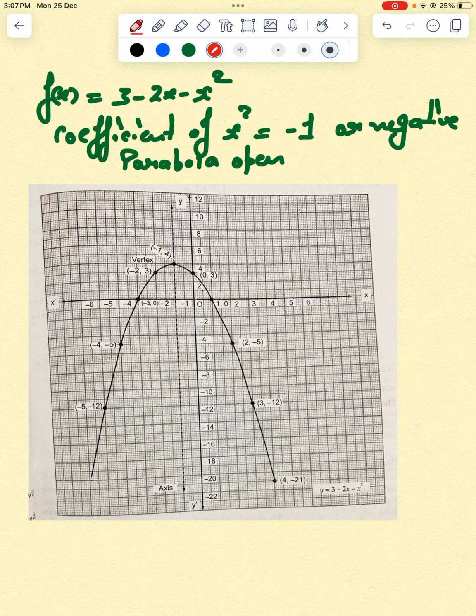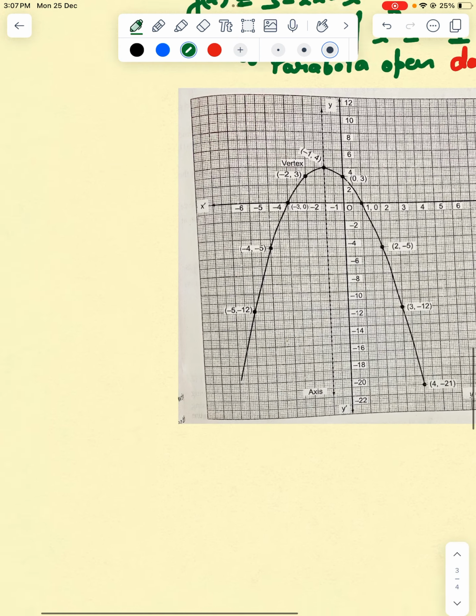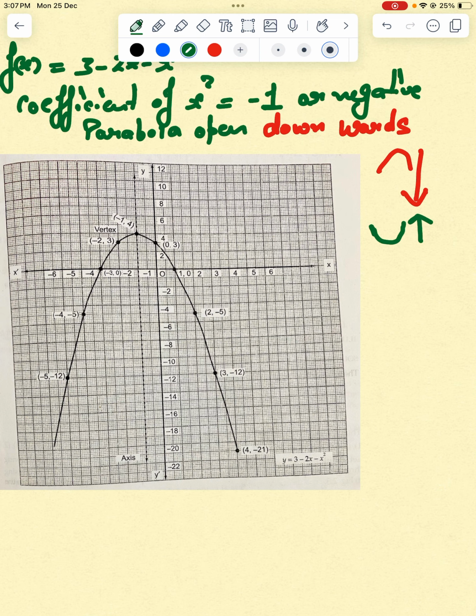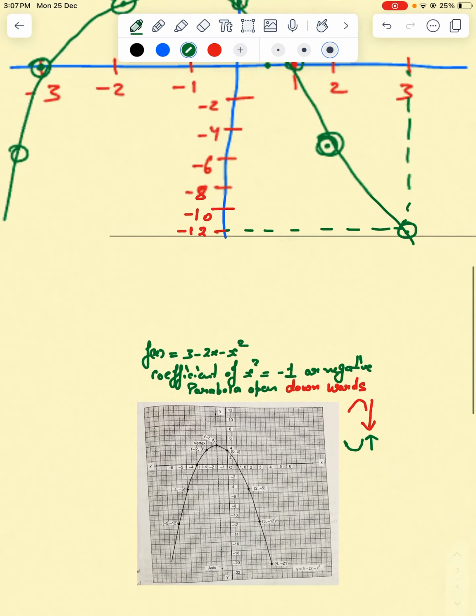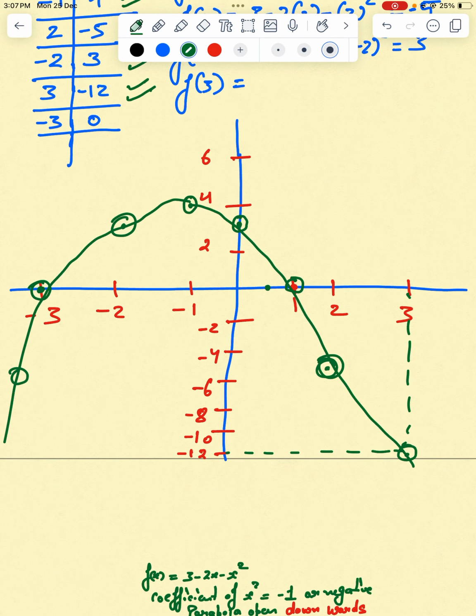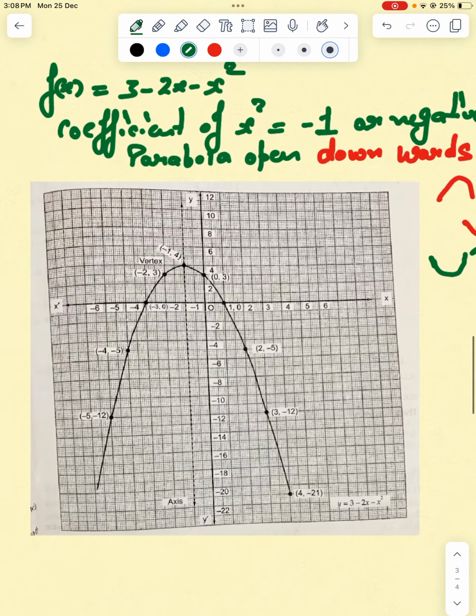Open downwards, right? See, it is opening like this in the downward direction. If you are getting the positive coefficient of x square, then it will appear like this. It will open upward. Okay, it is somewhat like a U shape. This one is an inverted U, right? And the vertex is minus 1 comma 4. The same vertex also we have, it is this coordinate. This is minus 1 comma 4. This is the vertex of the parabola.